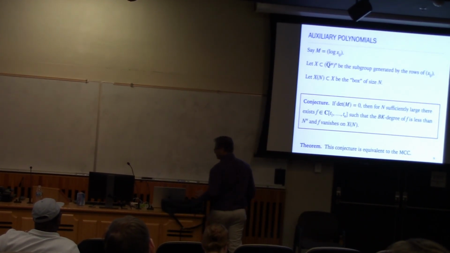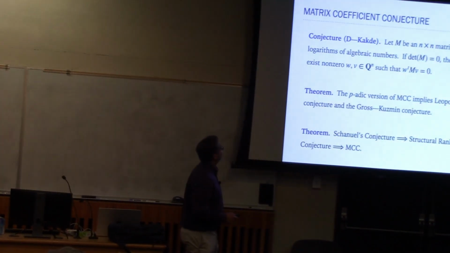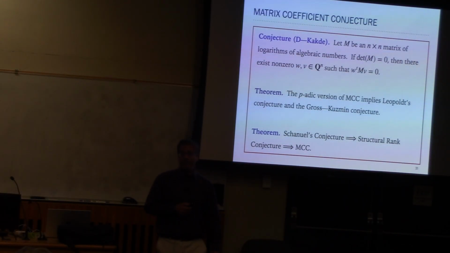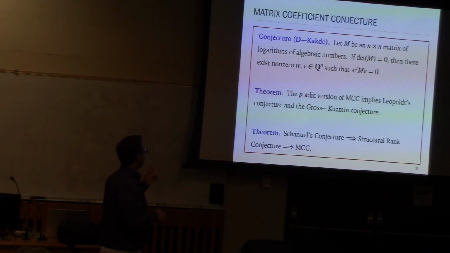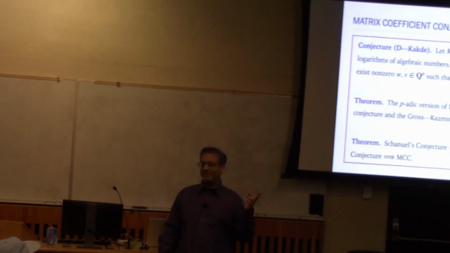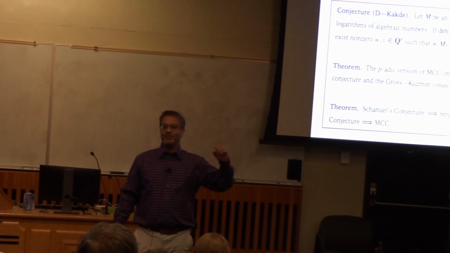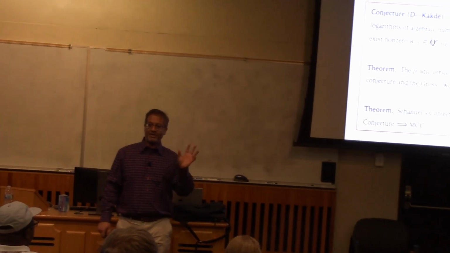My conjecture works for any n. You can kind of see that for 2 by 2 matrices, this condition on the existence of these non-zero vectors is equivalent to just the rows or columns being linearly dependent over Q, but it's not true once you get to higher dimensions. It's easy to write down examples.